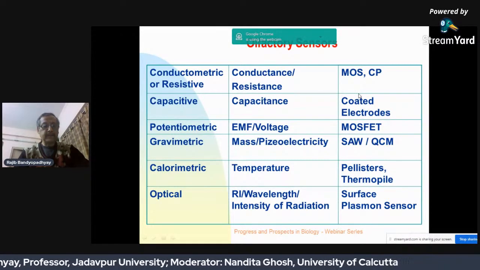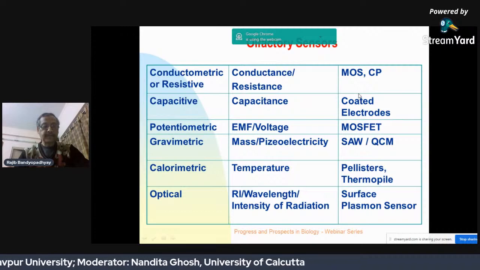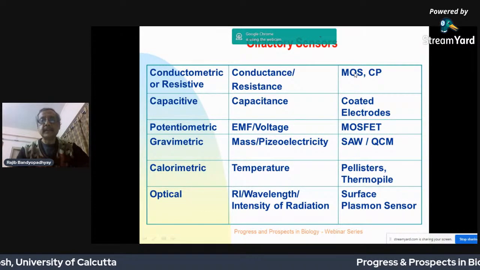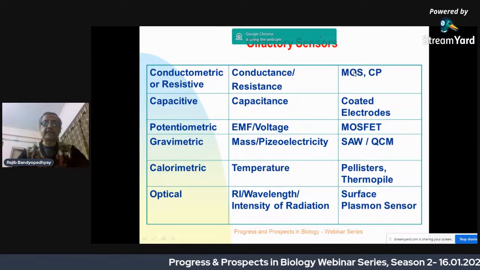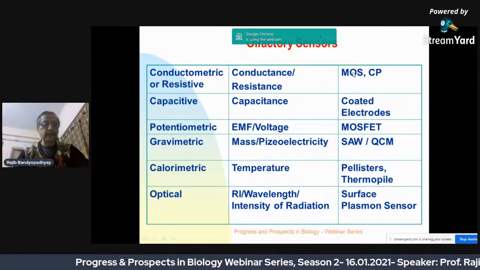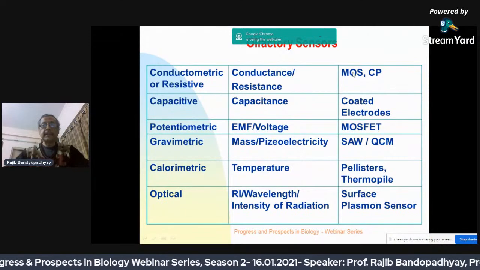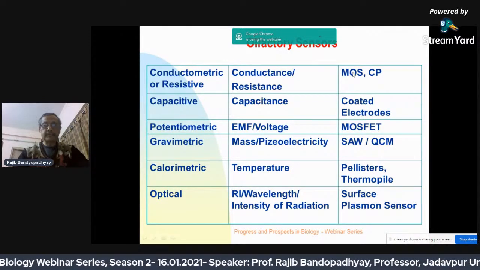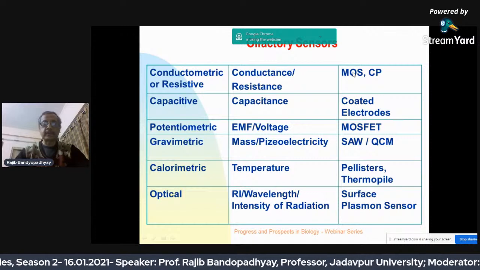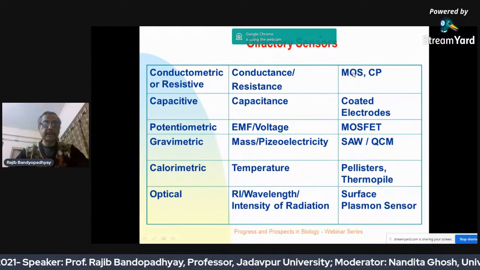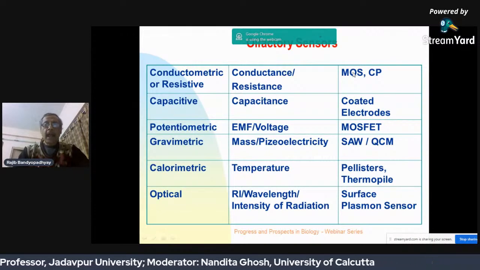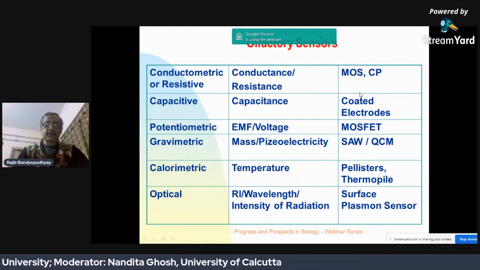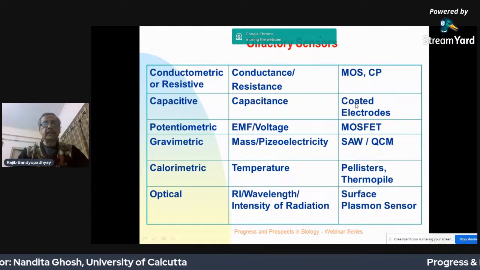And one company in Japan, Figaro, has been manufacturing these MOS sensors for quite some time, and their sensors are very stable, time-tested sensors. But one major disadvantage is that they need a large amount of power because there is a heater inside it, and that MOS sensor must be heated, or the surface of the sensor is heated, to a temperature of 300 degrees centigrade. So that consumes a lot of power. But even then, these sensors are mostly popular.